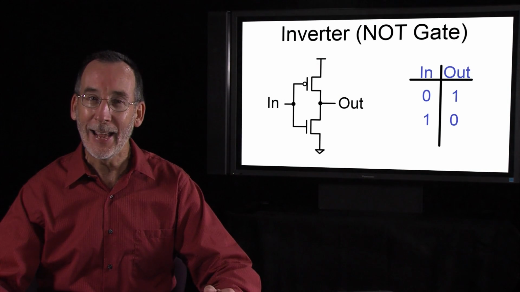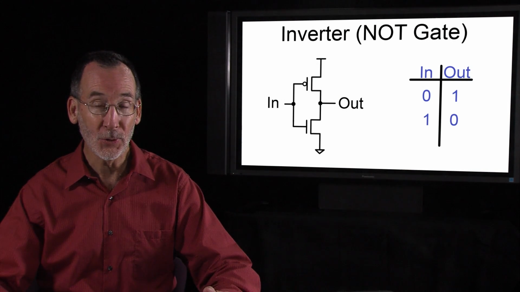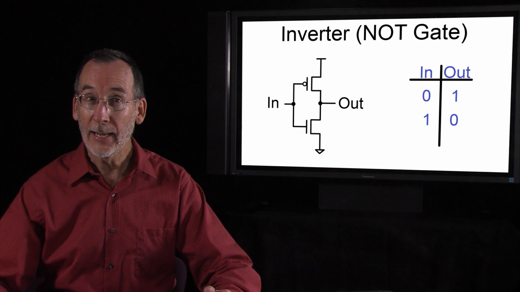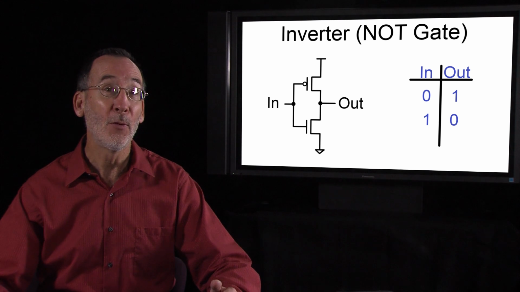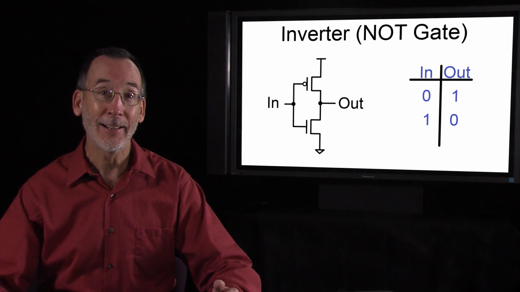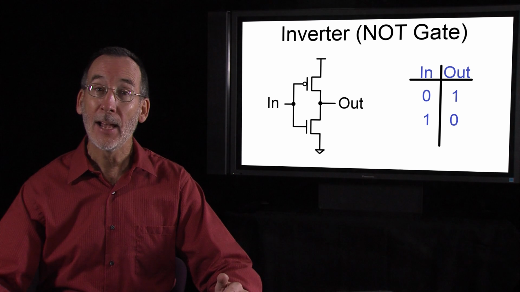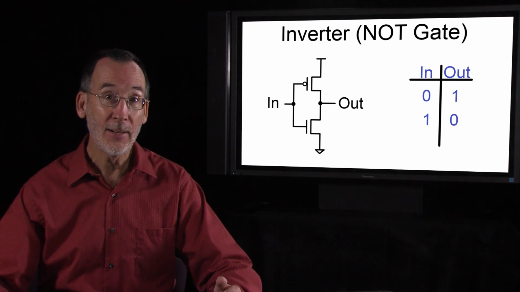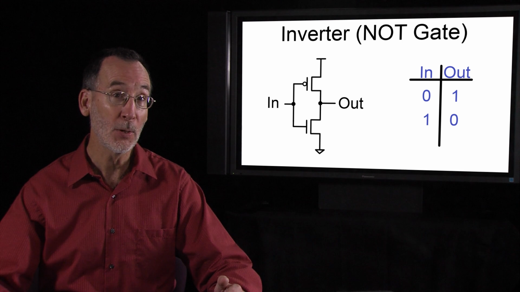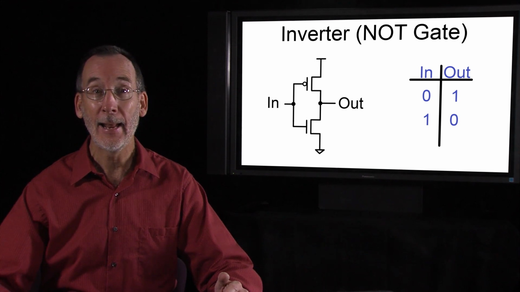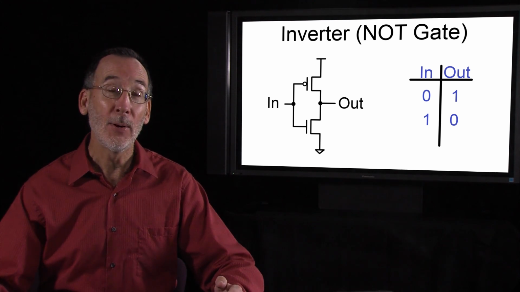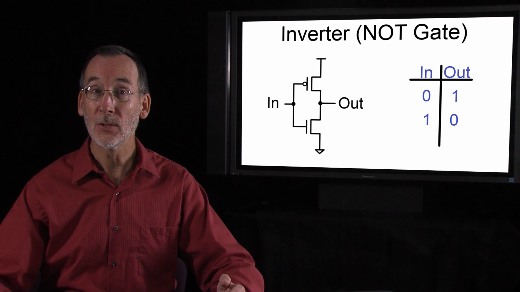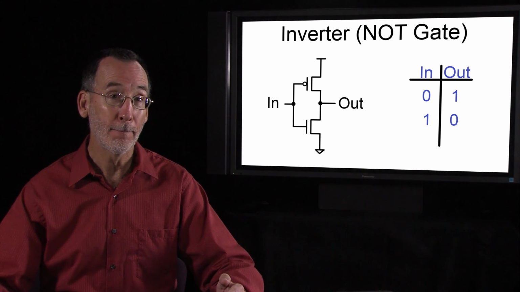Now that we've seen the N-type and P-type transistors, let's put them together into different logic gates. We're going to start with an inverter, which is also known as a NOT gate. A NOT gate has two transistors, a P-type on the top, which is connected to the supply voltage, and an N-type on the bottom, which is connected to ground. And the input is connected to both gates, to both the P-type and the N-type gate.